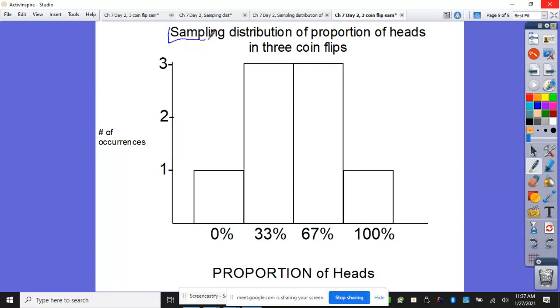That is the only thing that really changes it to a sampling distribution: well, I want it of a proportion. So these are proportions now. And it is of every possible sample there could have been.